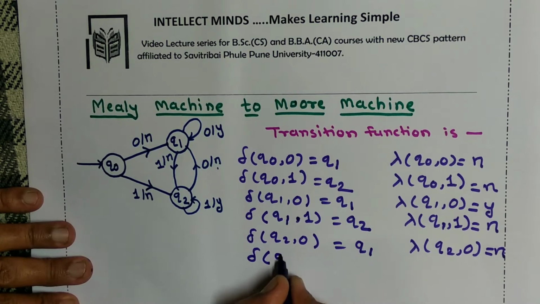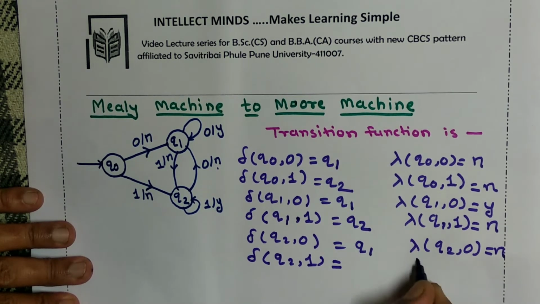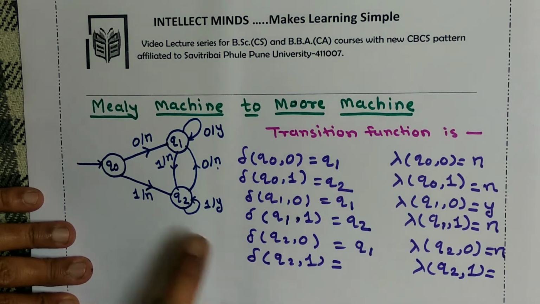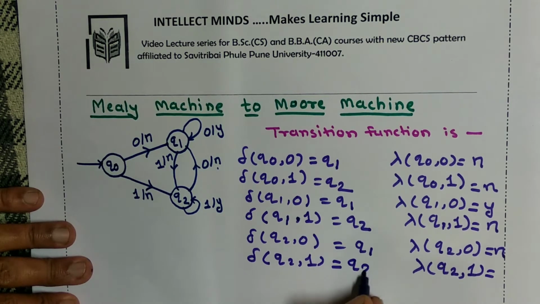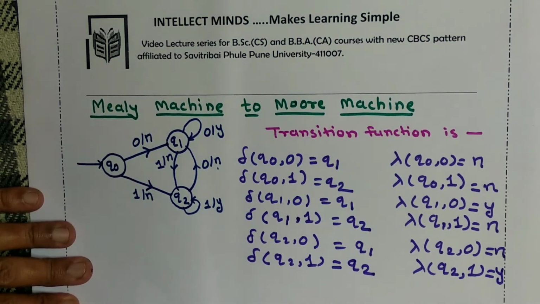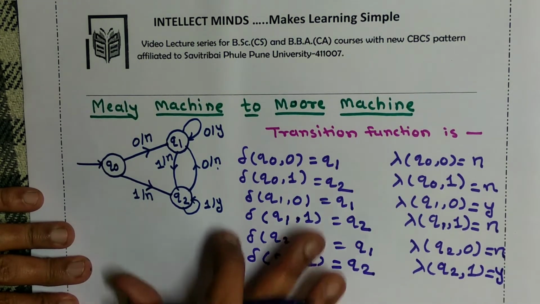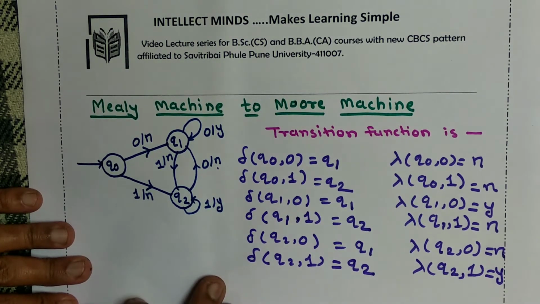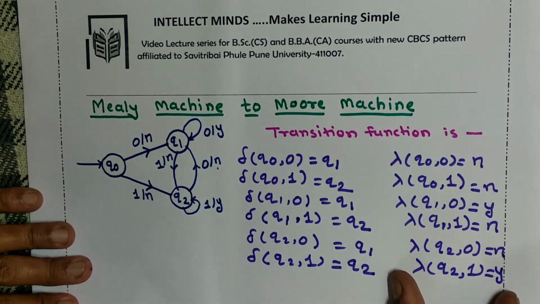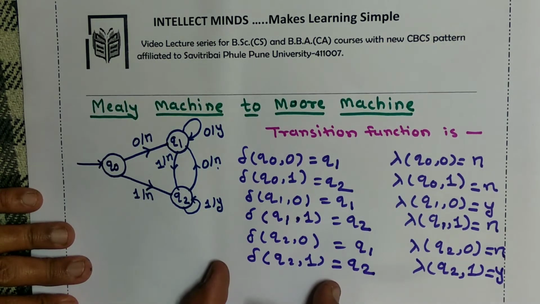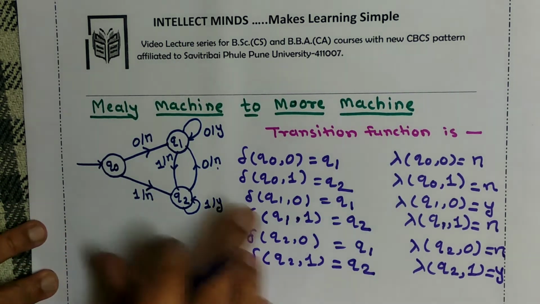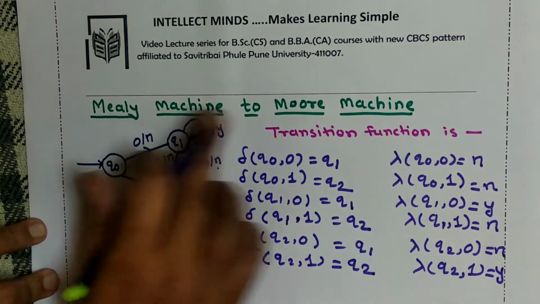Last, Q2 over 1 and lambda of Q2 over 1. Q2 over 1 goes to itself and gives the output Y. Okay, so this is the first step. This is nothing but the transition function that we have written. It contains the delta transitions and the lambda transitions. Lambda transitions contain only the output, and delta transitions contain from where to where the state goes. After this we are going to convert the Mealy machine to the Moore machine.